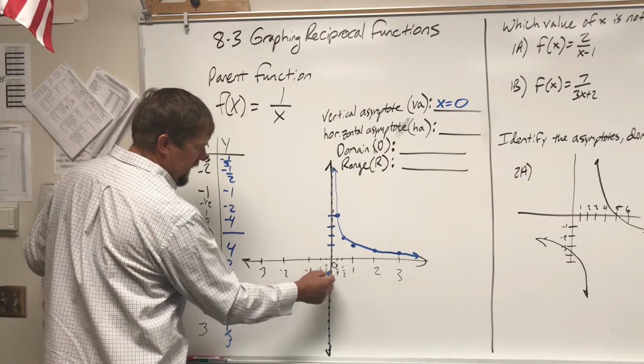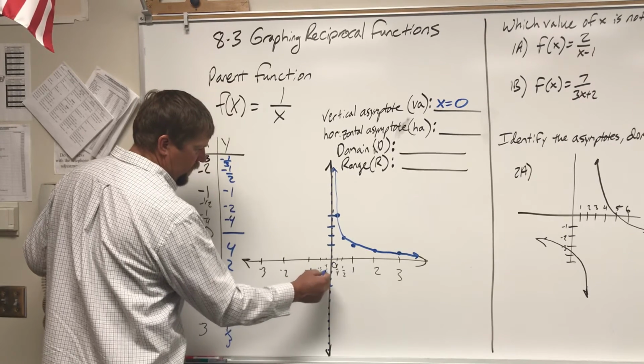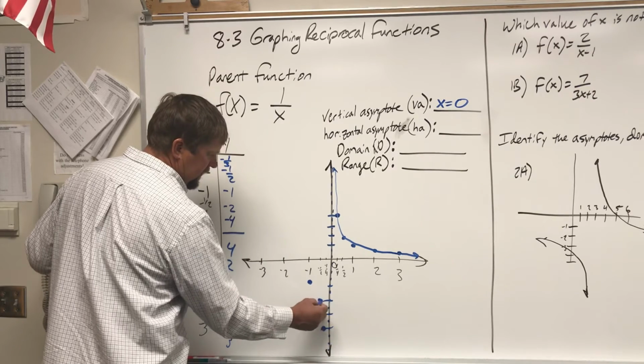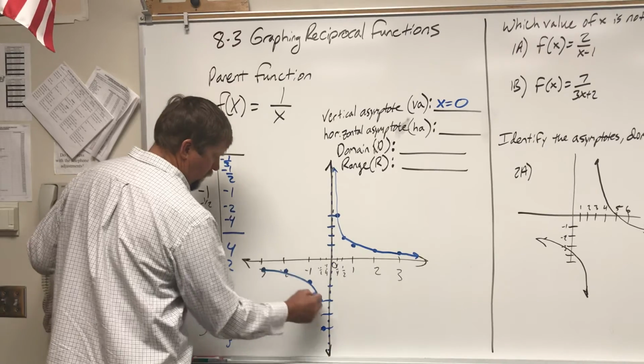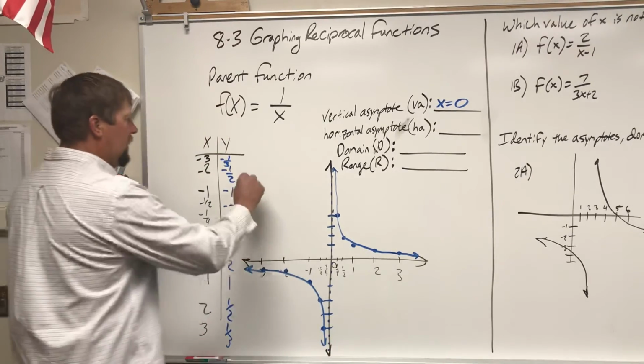Likewise, on this other side, here we're at negative 1, negative 1, I should say. So it looks like this. Okay, and this graph is called a hyperbola.